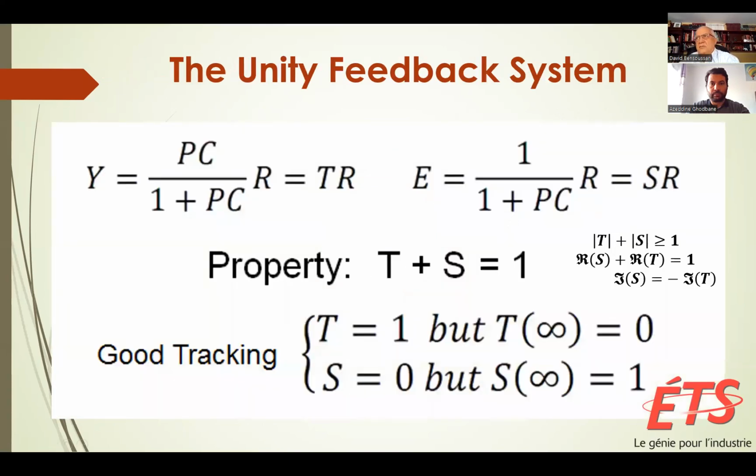The unity feedback system is as such, as you can see. Sensitivity S and closed loop transmission T are related by T plus S equals 1. It can be verified very easily. Ideally, we would like to have T equals 1, which means S equals 0. But it's impossible to have T equals 1 at all frequencies, because at high frequencies, for causality reasons, T has to be strictly proper, therefore T of infinity at high frequencies should be 0. So it's impossible to get the ideal T at all frequencies.